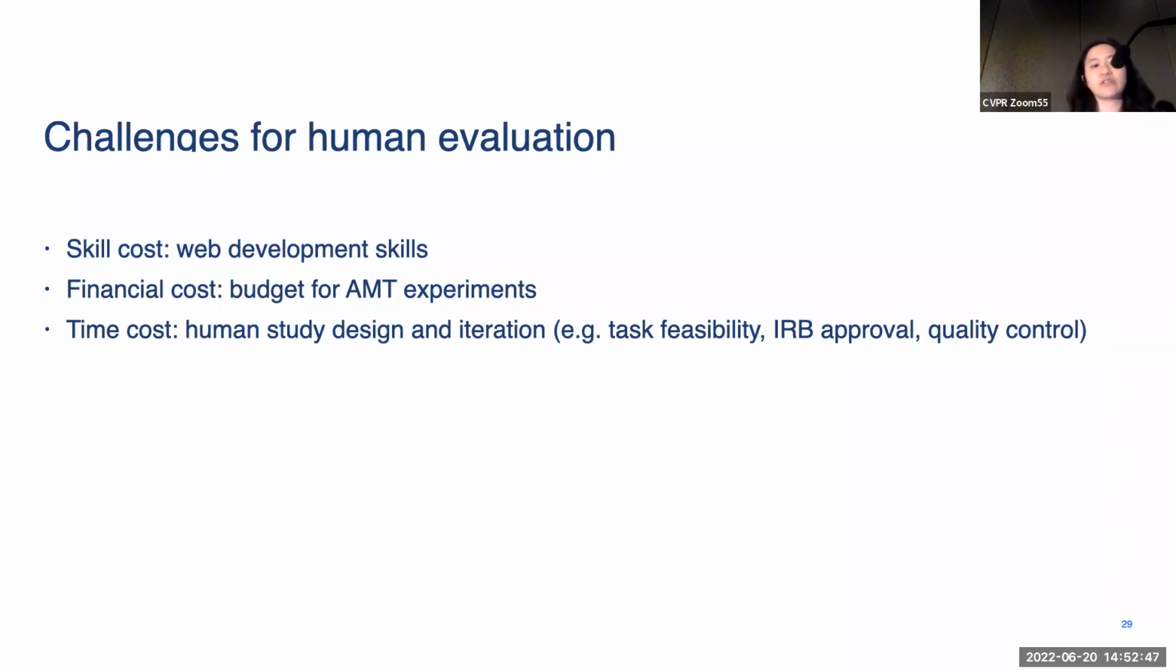And the third, I think, is more subtle, that there's a time cost that arguably is different and possibly longer compared to more traditional GPU-oriented computational experiments. And this is for human study design and iteration. And it's not just for iterating on the UI, but it also includes things like ensuring that the tasks are feasible for participants, getting IRB approval, and incorporating quality control measures in your study. So despite all these costs, we still think that human evaluation is crucial to interpretability because the whole point of interpretability is that we want these methods to be useful for humans.